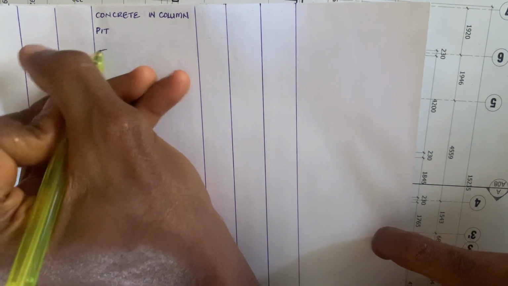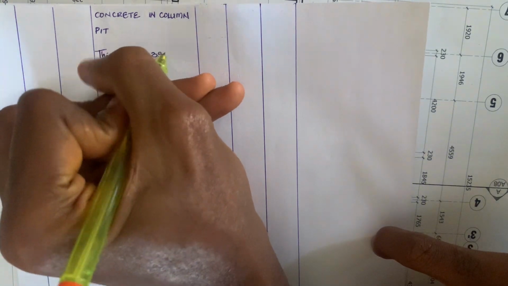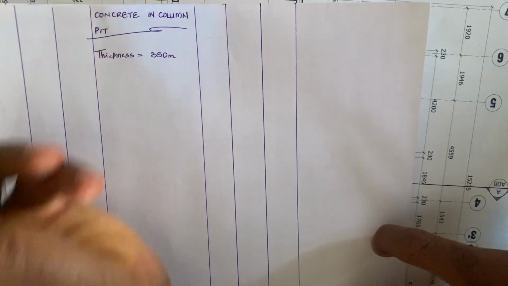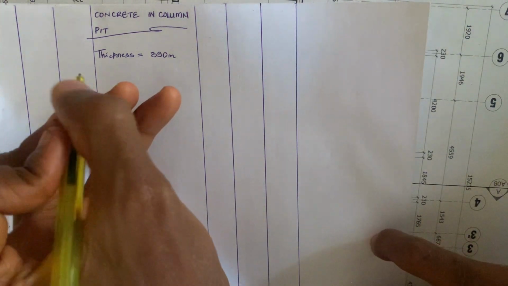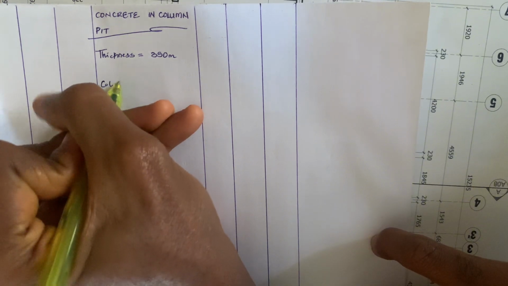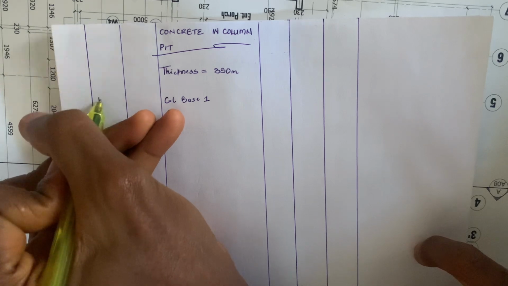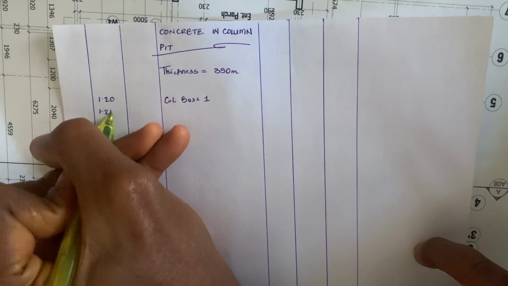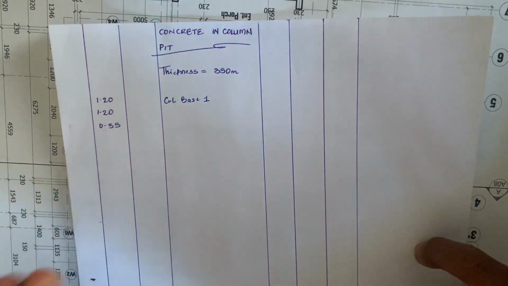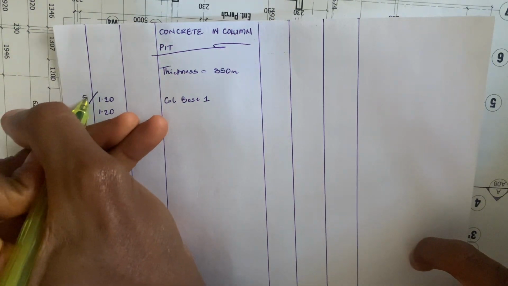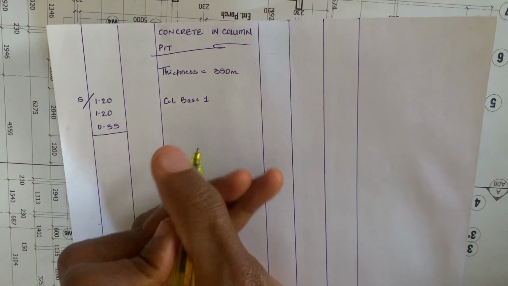So let me just write it here. Thickness is equal to 350 mm. So since we know the thickness as 350 mm, we can now begin our measurements. So column base 1 will now be 1.20 by 1.20 by the thickness, which is 0.35, and there are how many in number? 5. So close. So the next one now is column base 2.